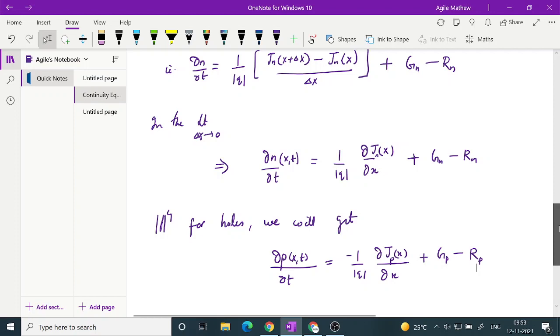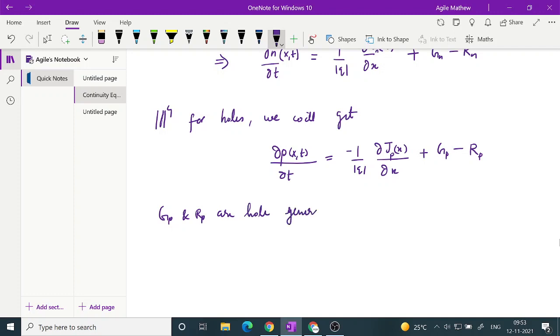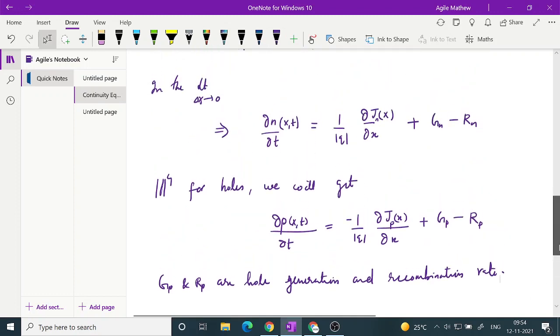So if they both are generated by optical excitation, then of course Gn and Gp will be the same. Gp and Rp are the hole generation and recombination rate. So this is the conservation law that we have got. So what does it say? It says that this is the continuity equation.